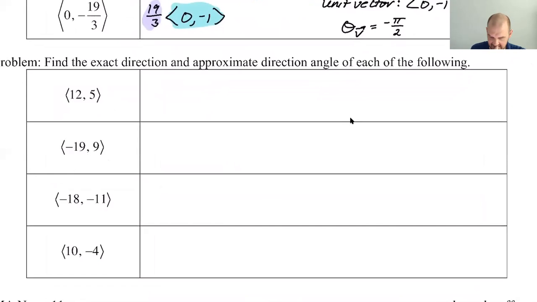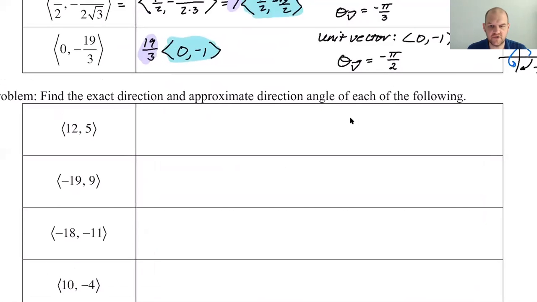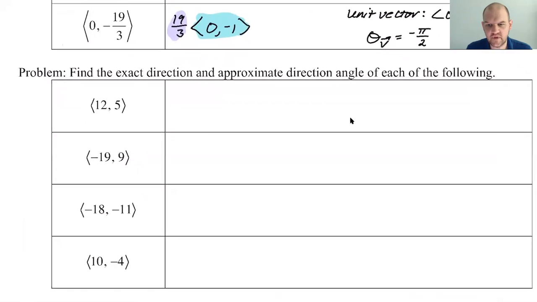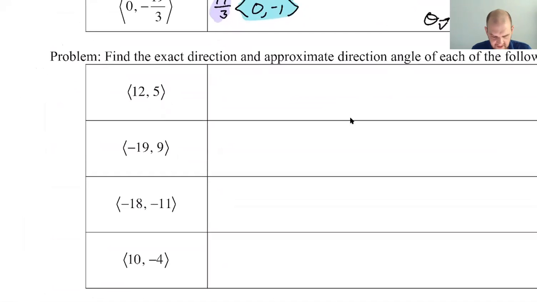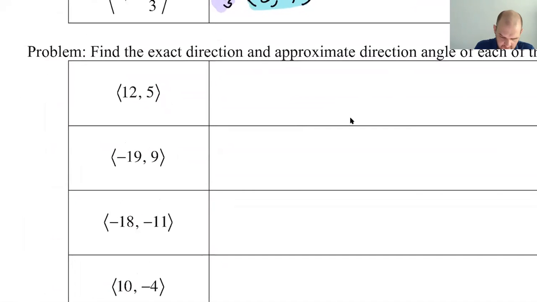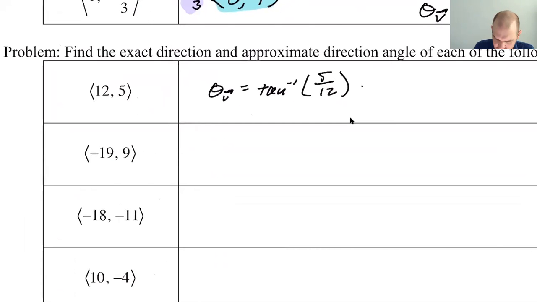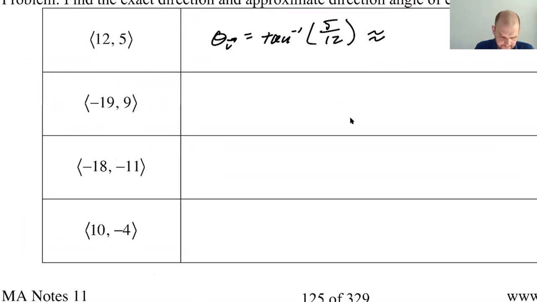So find the exact and approximate direction angles of each of the following, but whatever. All right, so 12/5 is quadrant 1. So I'm going to say that the angle is just the inverse tangent of 5/12. And then I would need a calculator for that. So I'll say that's approximately, and then we'll do that.